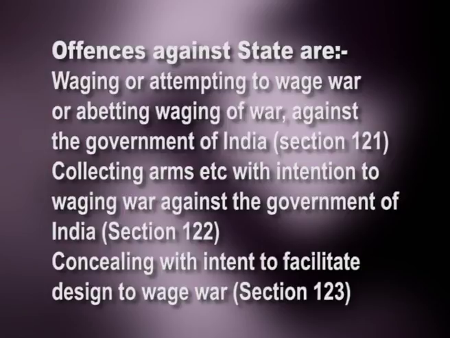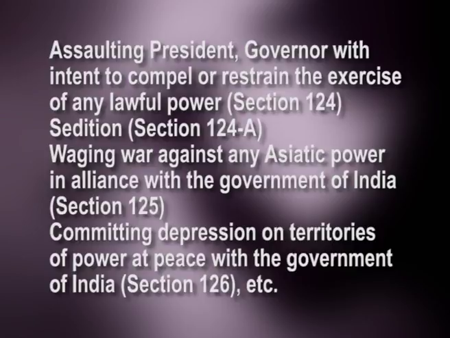Now we move on to offences against the state. They are waging or attempting to wage a war or abetting waging of war against the government of India, that is section 121 of IPC, collecting arms etc. with the intention of waging war against the government of India, that is section 122, concealing with intent to facilitate design to wage war, that is section 123, assaulting president, governor with the intent to compel or restrain the exercise of any unlawful power under section 124 of IPC, sedition, that is section 124A of IPC, waging war against any Asiatic power in alliance with the government of India, that is section 125 of IPC, committing depredation on territories of power at peace with the government of India, that is section 126, like this.